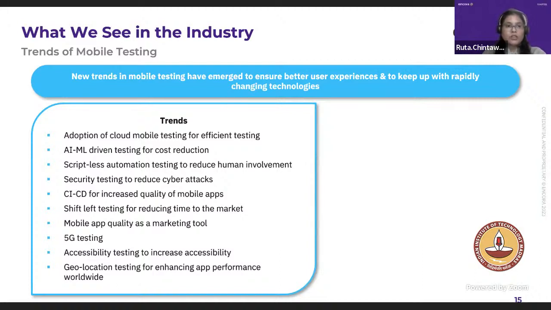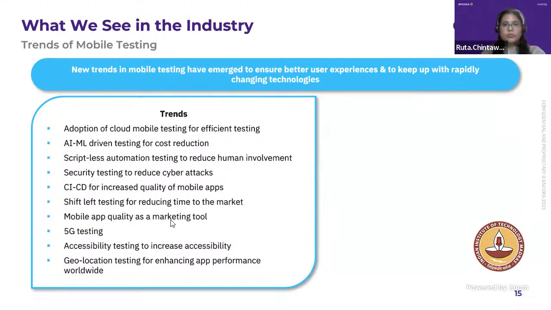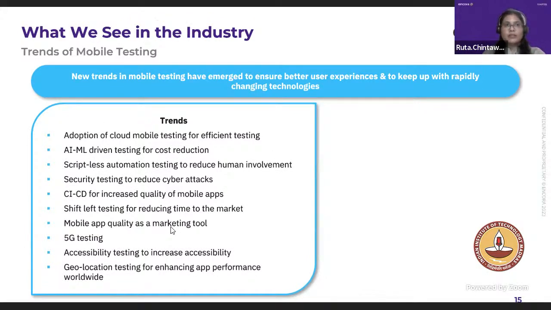Then we have shift left testing for reducing time to the market. Shift left testing is the testing approach used by organizations in which various testing procedures are moved to an earlier stage in the SDLC life cycle. We have already covered this point, that testing can be included at an earlier stage. When development is going on parallelly, we can start the testing process. Whatever developed modules are there, we can start testing those. In short, by introducing testing at an early stage we can reduce the bugs, and definitely reduce the time to the market.